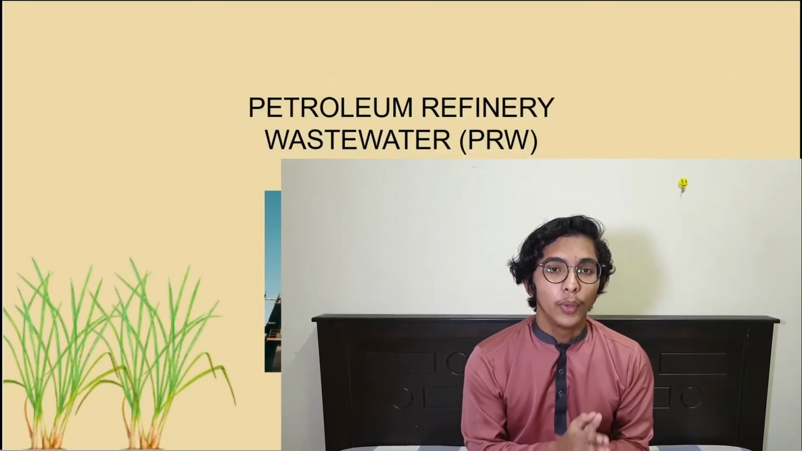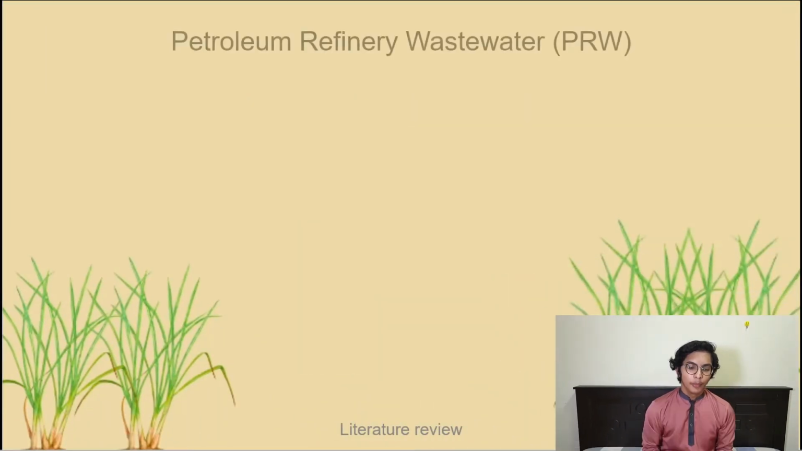Hi, my name is Amin with the metric number of AA181926, and for the next part, I'm going through our literature review. There are two sections in our literature review. The first one is petroleum refinery wastewater, or PRW in short, and the second one is about photocatalysis. So first, let's take a look at petroleum refinery wastewater.